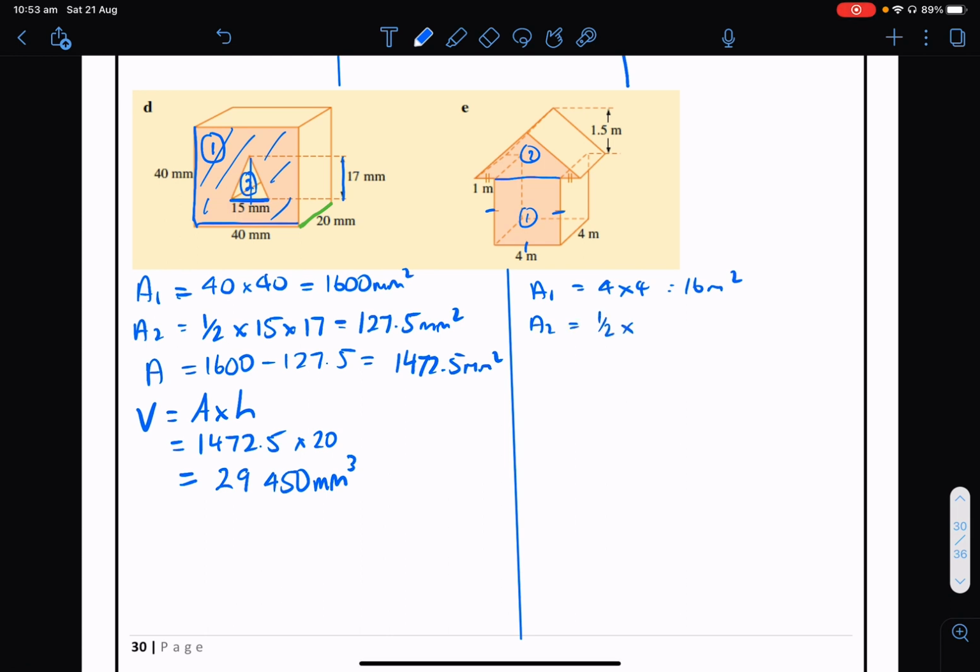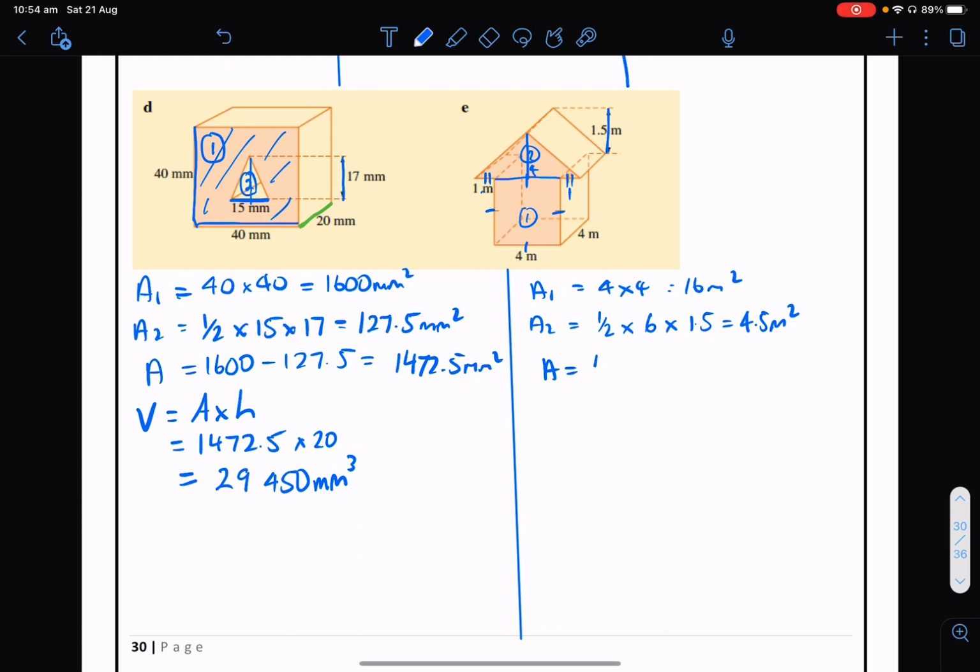So half times now my base. This tells me here that this is 1. This tells me here this is 1. And remember that was a square, so that must be 4. So my base is going to be 4 plus 1 plus 1, so it'll be 6. And my perpendicular height, they've actually given me back here, which is 1.5. Okay, so we're going to go a half times 6, which is 3, times 1.5, gives us 4.5 meters squared.